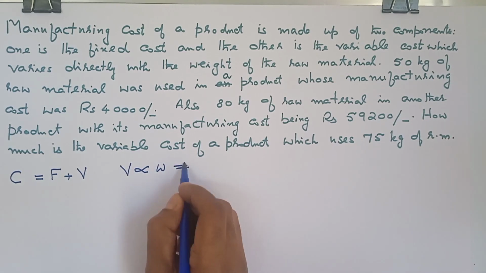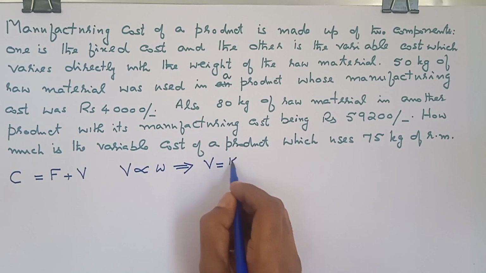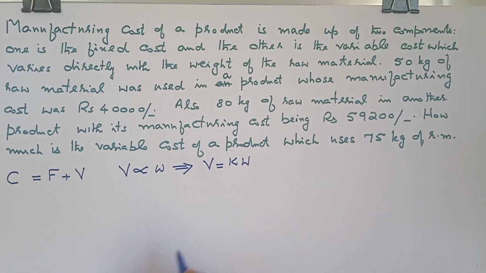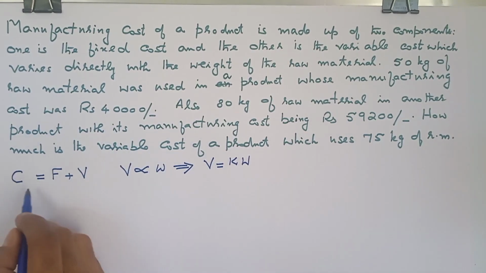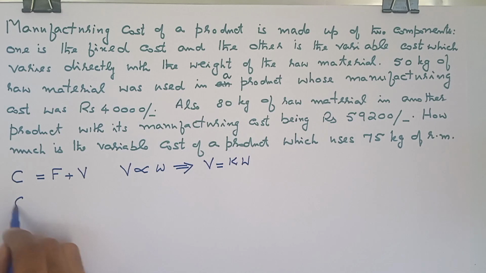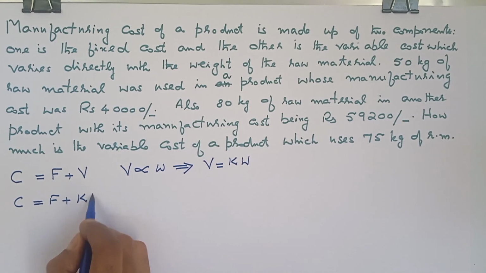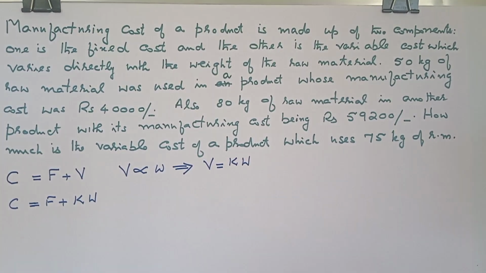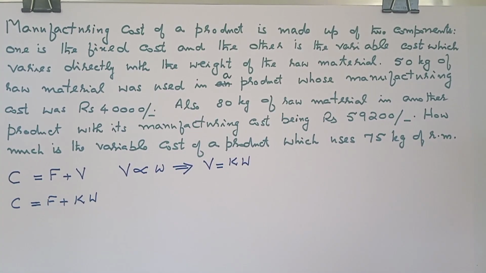So this implies what? V equal to Kw, where K is the constant of proportionality. Now you substitute V equal to Kw in the original equation. So what do you have? F, right as it is. This will be Kw. Now as you can see, there is a constant of proportionality. We don't know what it is. And then there are three other variables.